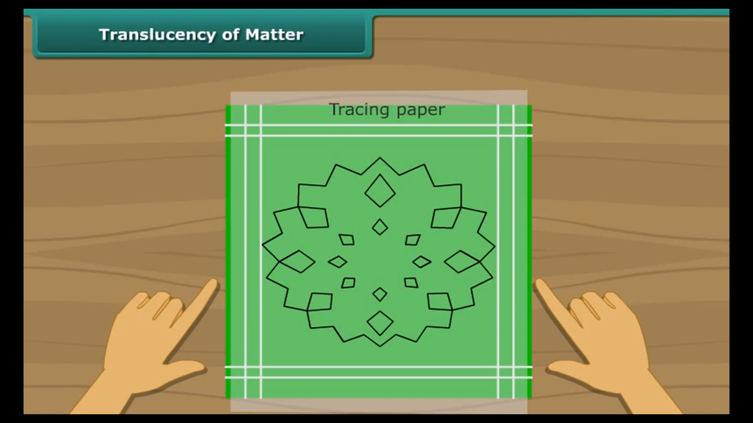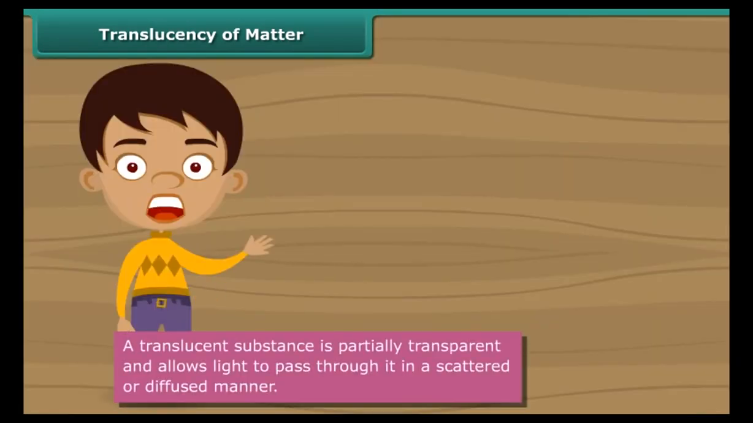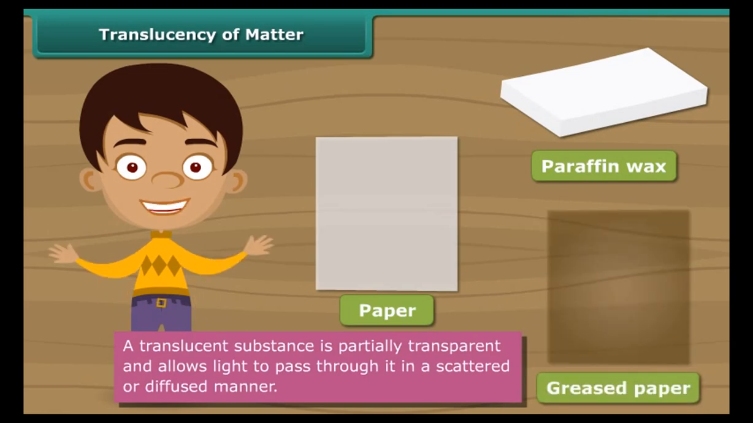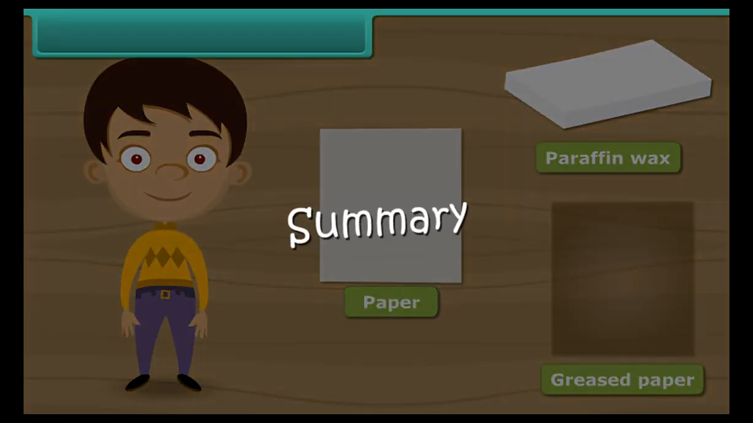What made this embroidery possible was the translucent tracing paper. A translucent substance is a substance that has the characteristics of both transparent and opaque substances. While it absorbs some light, it reflects back the rest. The absorbed light is transmitted in a scattered or diffused manner. Other examples of translucent substances are paper, paraffin wax, greased paper, etc.